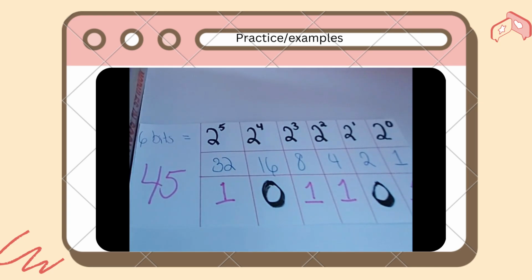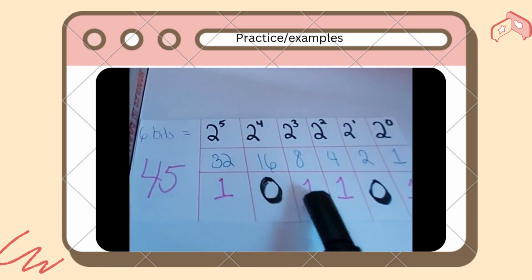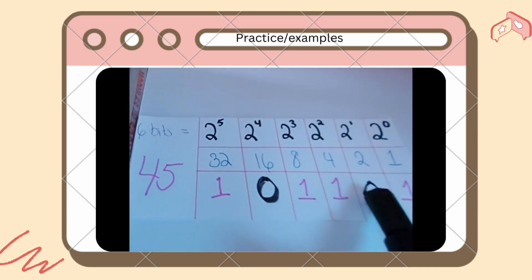Therefore, we can conclude that the number 45 has a binary code of 101101.